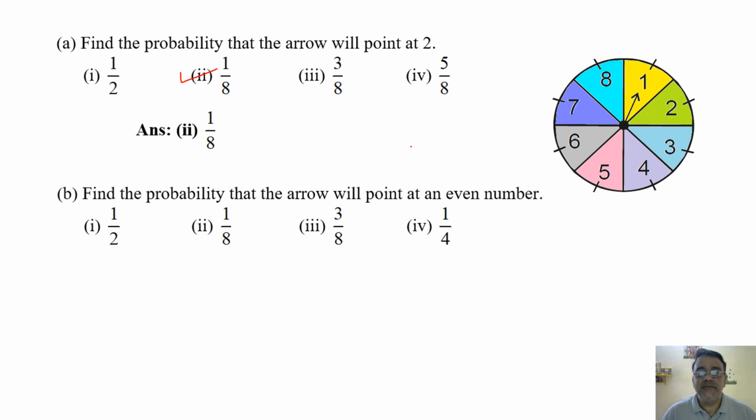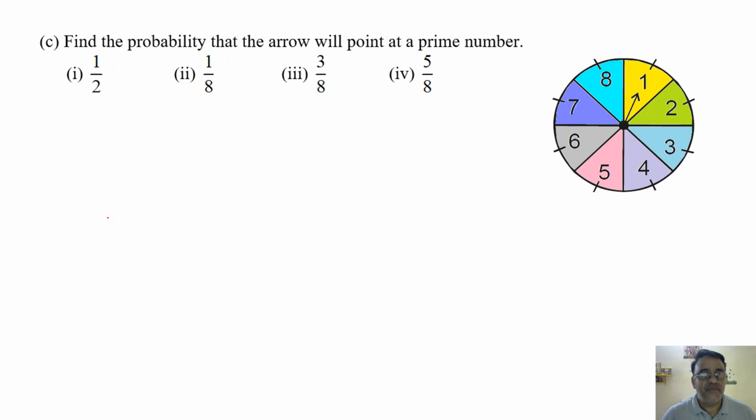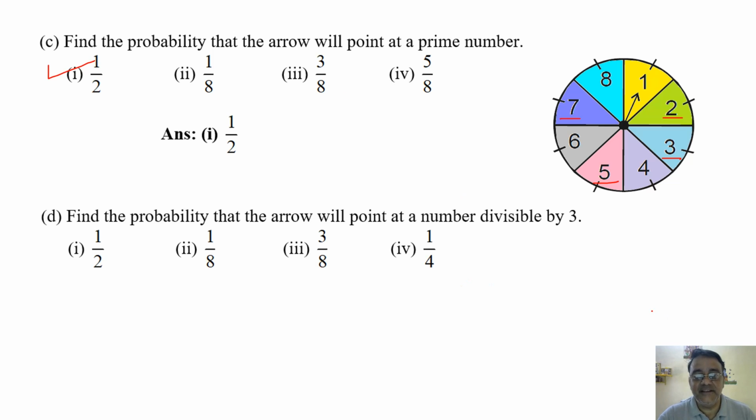Next question. Find the probability that the arrow will point at an even number. How many even numbers are there? 4. So the probability is 4 by 8, and simplified, 1 by 2. Right, and the correct option is the first one. Next question. Find the probability that the arrow will point at a prime number. So how many prime numbers are there? 4: 2, 3, 5 and 7. So here also we are getting 4 by 8, that is 1 by 2. And the correct option is the first one. Now the fourth question, find the probability that the arrow will point at a number divisible by 3.